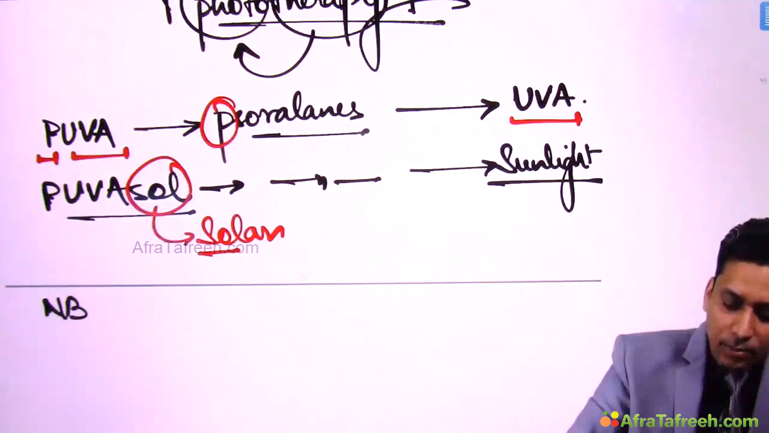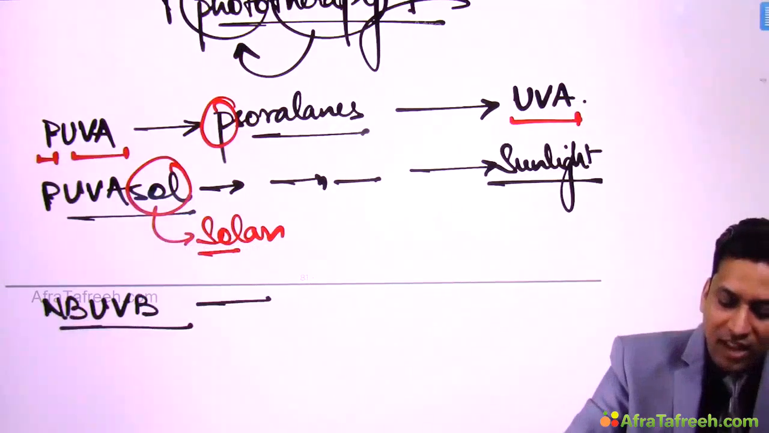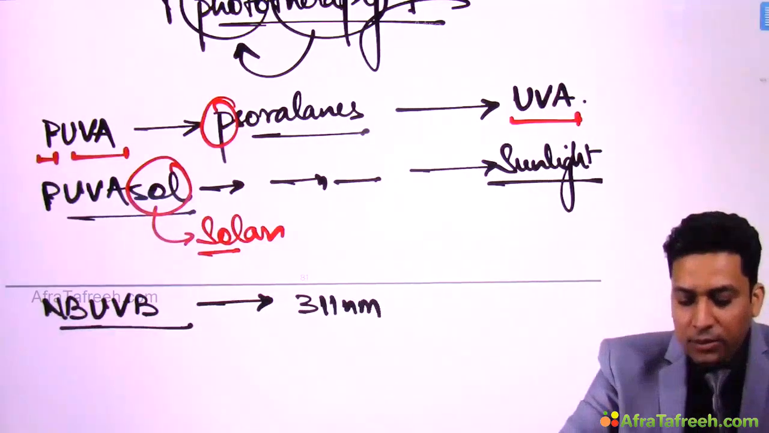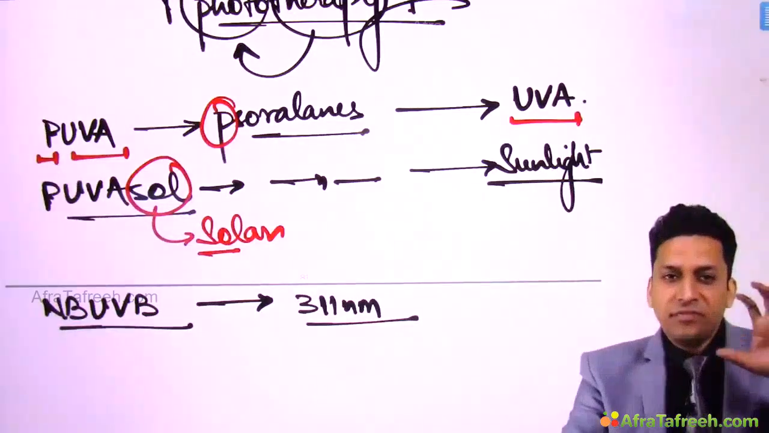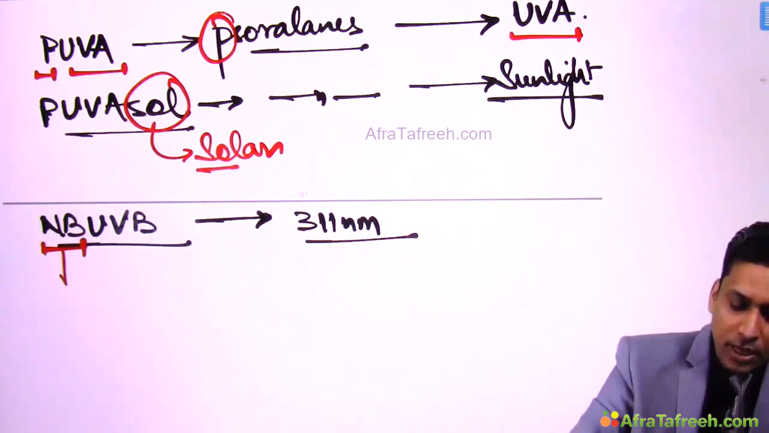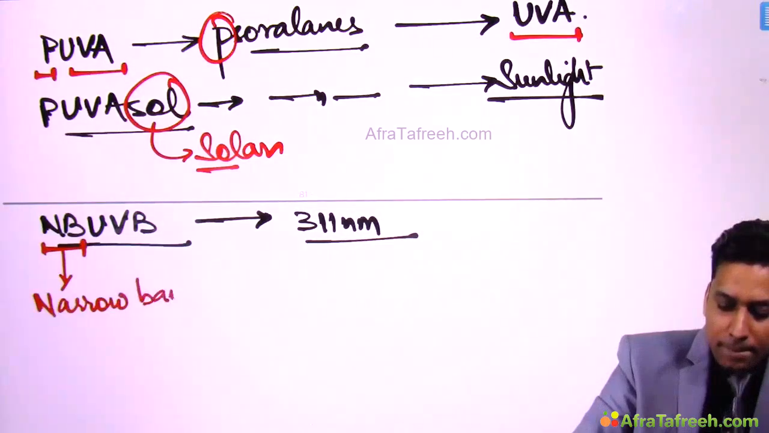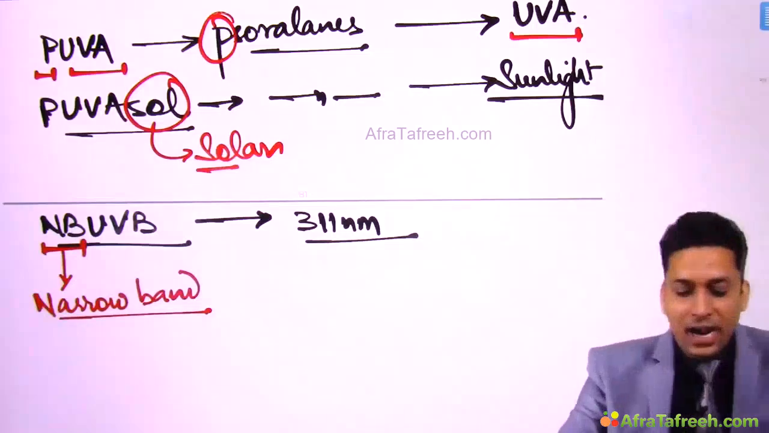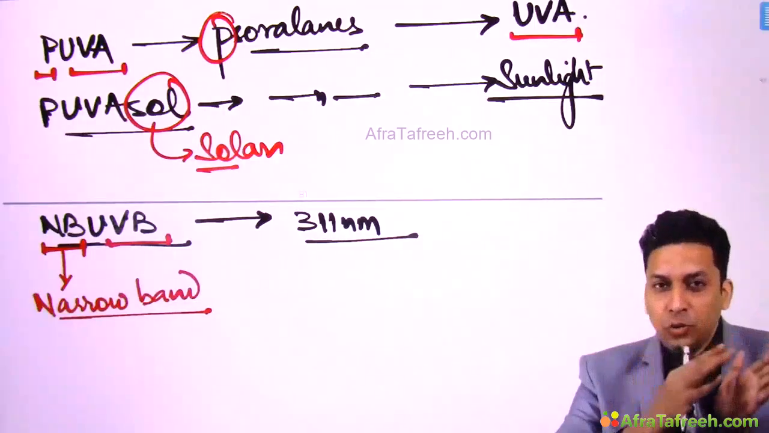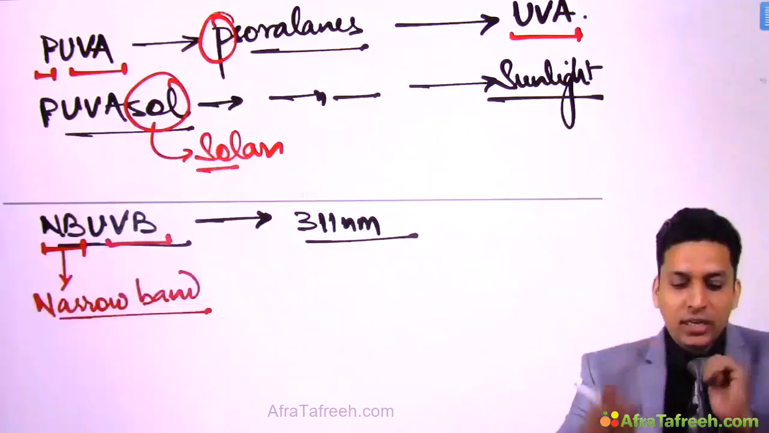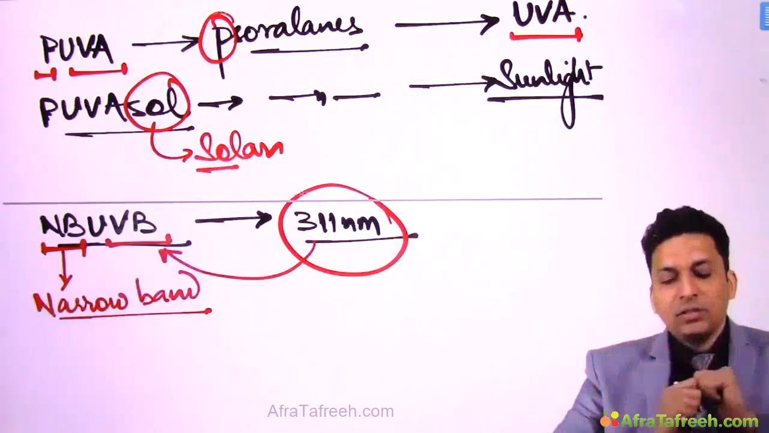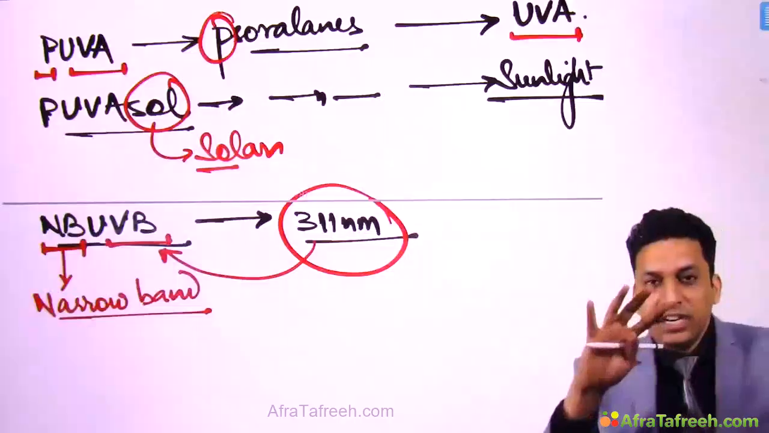The next is NB-UVB. In NB-UVB, we do not give Psoralen, we just expose to light of wavelength 311 nanometer. So what you are doing, you are using a very specific wavelength of light, very narrow wavelength of light. So that's why this is known as NB, that is narrow band UVB phototherapy. Okay, and UVB, if you recall, what is the range for UVB? Yes, 290 to 320, and this falls in UVB, isn't it? And this is a very narrow wavelength of UVB. So this is narrow band UVB phototherapy. So these are three different forms of phototherapy.